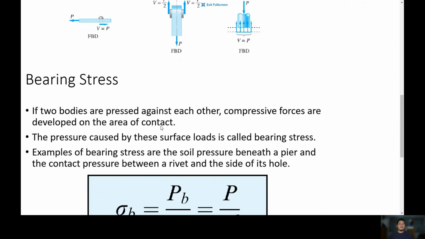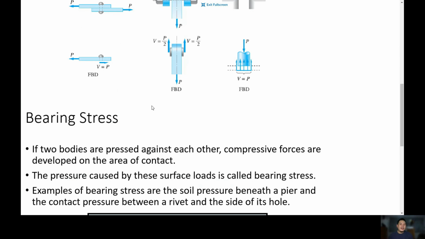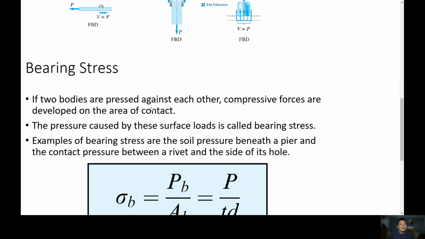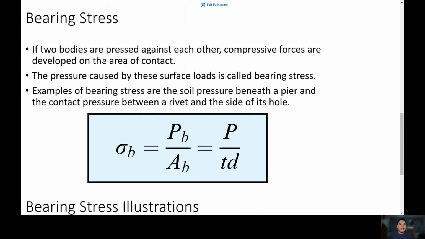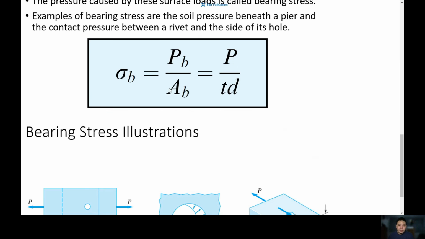So bearing stress. What's the difference between shearing and bearing? Again, it is just their areas. Bearing stress: if bodies are pressed against each other, compressive forces are developed on the area of contact. The pressure caused by these surface loads is called bearing stress. Examples of bearing stress are the soil pressure beneath a pier and the contact pressure between a rivet and the side of its hull. Bearing stress, sigma B, is just equal to the bearing force over the area of the bearing.